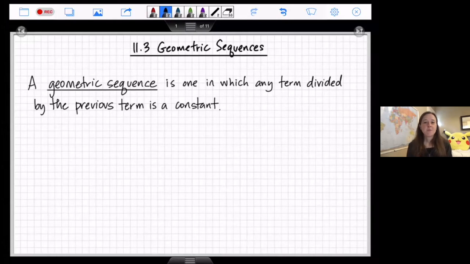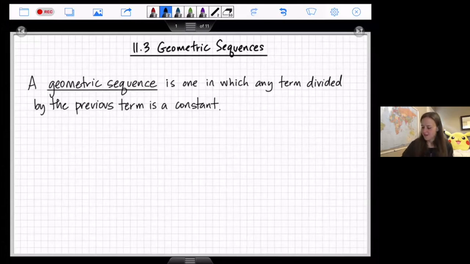We've already learned about arithmetic sequences in class, and now we're going to learn about geometric sequences. Geometric sequences are arguably more useful in your calculus future, so let's get started on them. A geometric sequence is one in which any term divided by the previous term is a constant.